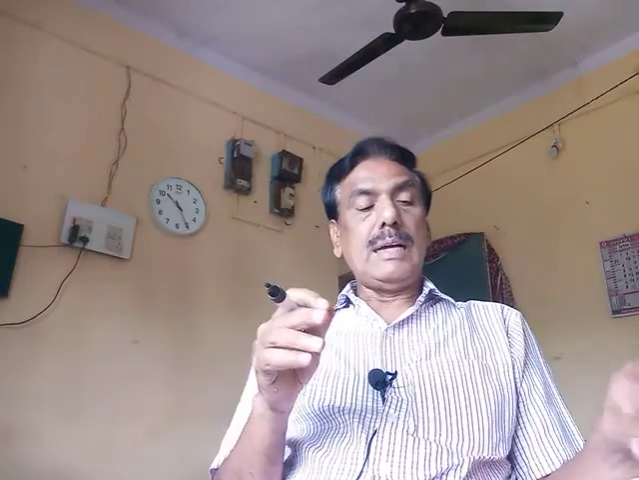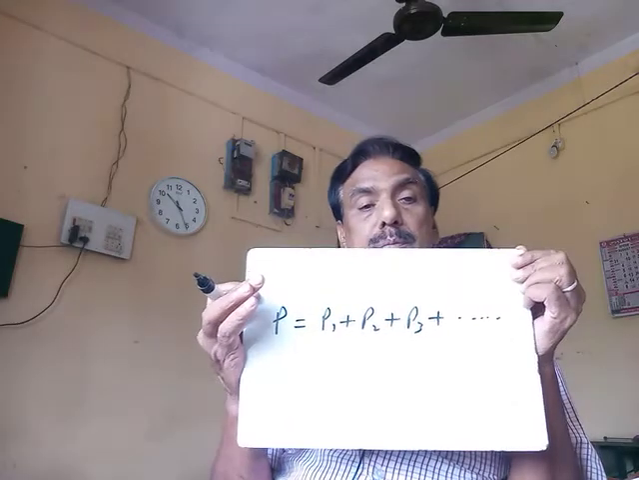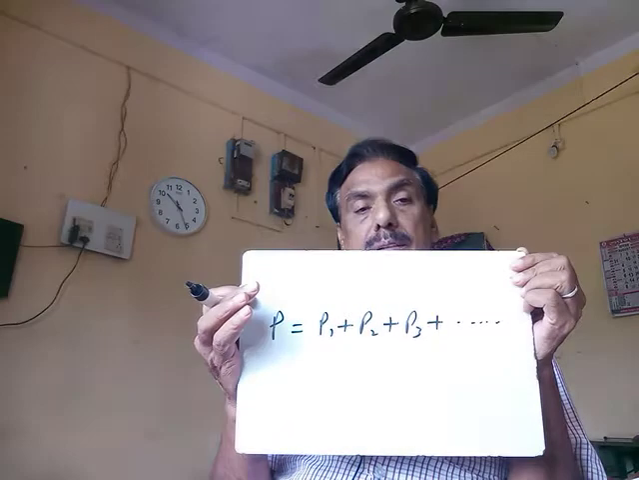And suppose there are several lenses. So what is the combination of all the lenses? The combination of power of all the lenses together is a simple addition of all the powers of the lenses. So P is equal to P1 plus P2 plus P3 plus P4, like this.